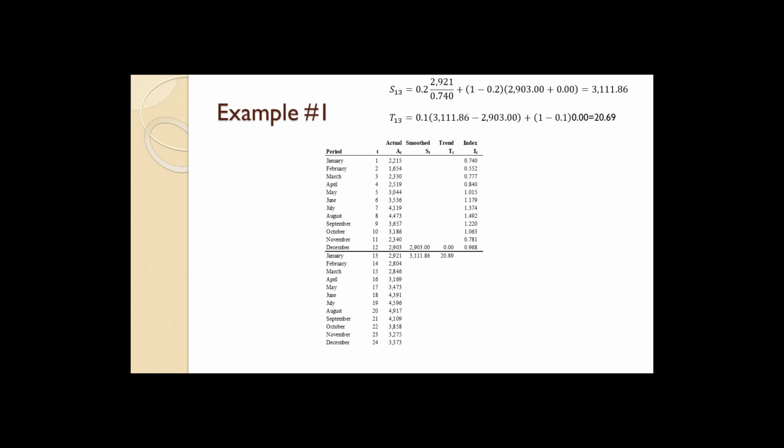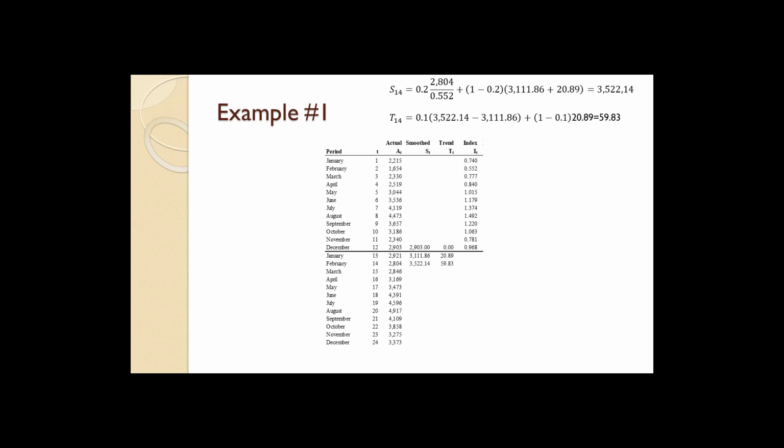For January, S sub t equals 0.2 times 2,921 divided by 0.740 plus 1 minus 0.2 times 2,903 plus 0 equals 3,111.86. And for T sub t, 0.1 times 3,111.86 minus 2,903.00 plus 1 minus 0.1 times 0 equals 20.89.